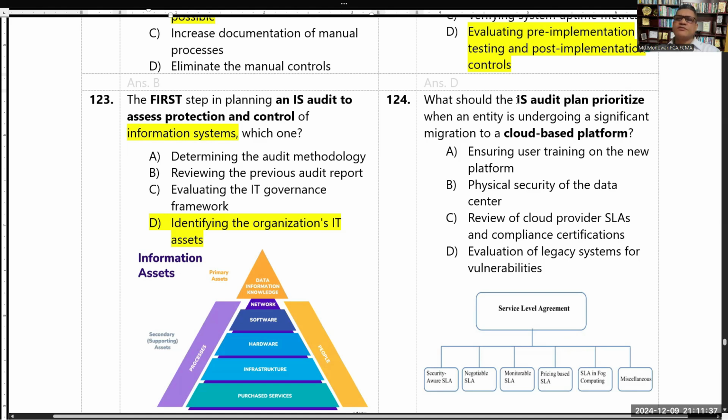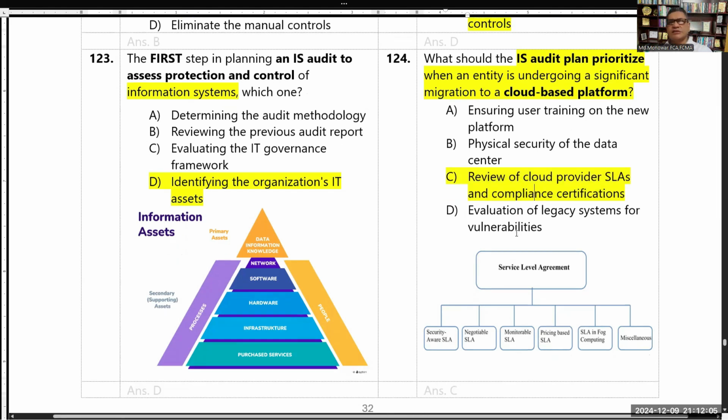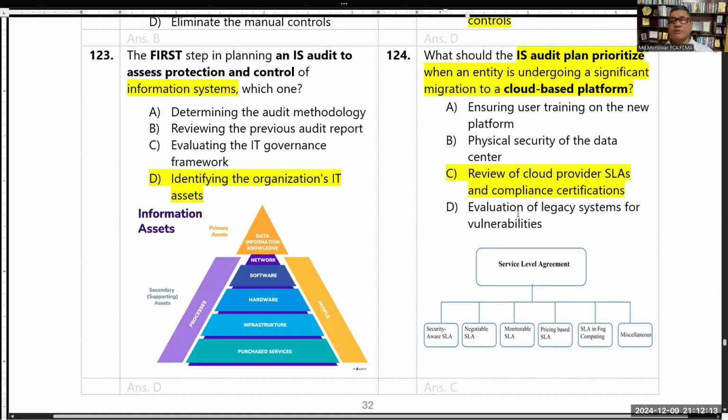What should the information system audit plan prioritize when an entity is undergoing a significant migration to a cloud-based platform? The review of the cloud provider's SLAs, that is, service level agreements, and compliance certificates. So answer C. We know there are several types of service level agreements: security awareness SLA, negotiable SLA, monitorable SLA, pricing-based SLA, SLA in computing, and miscellaneous. So your answer is C.